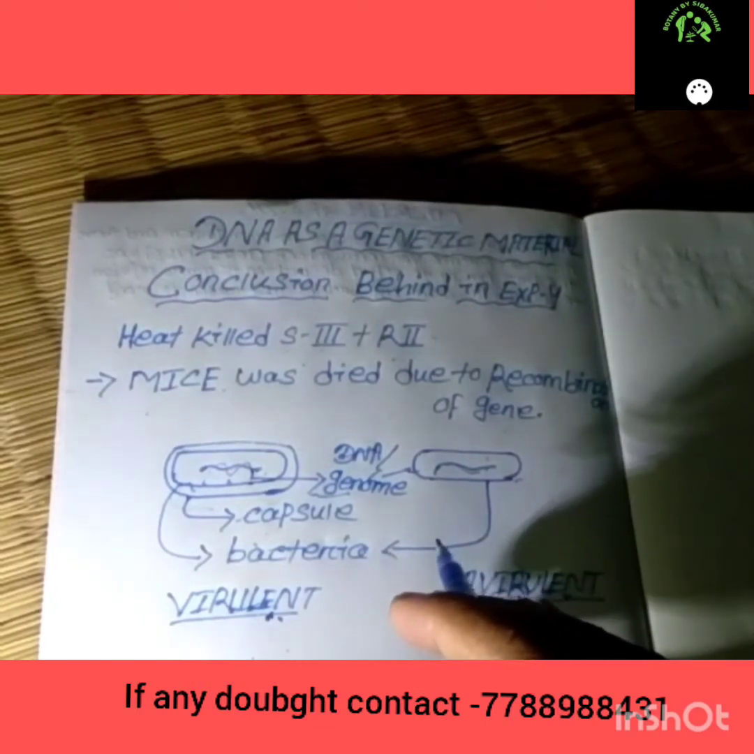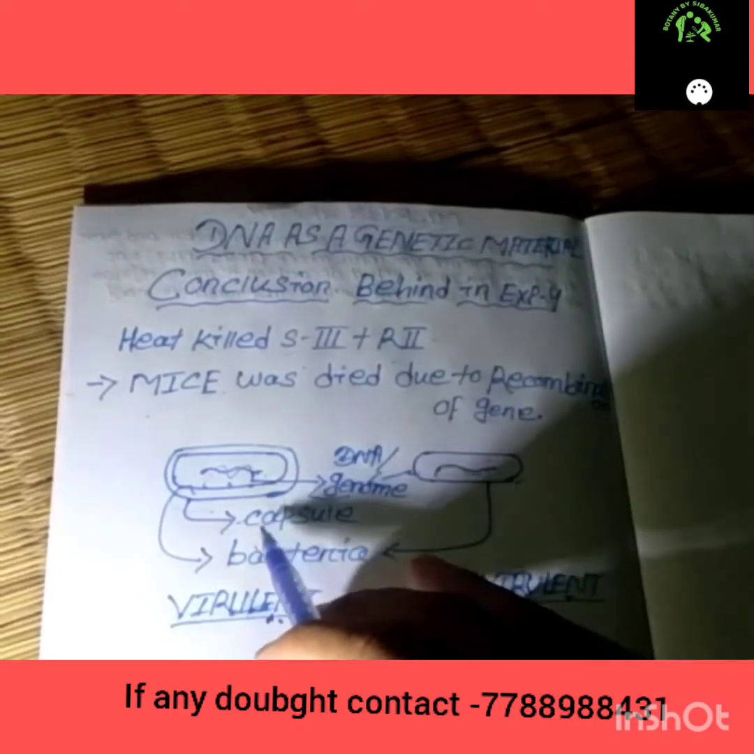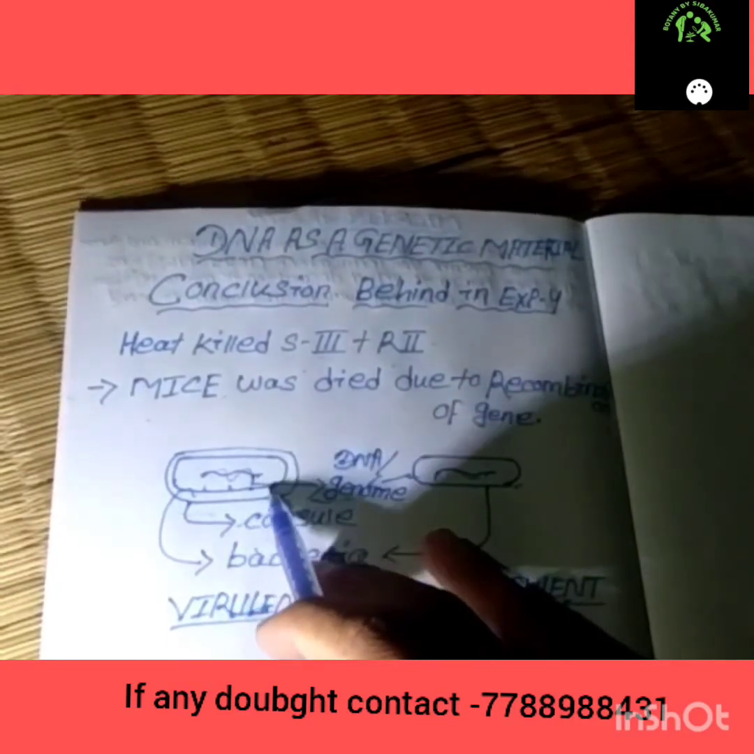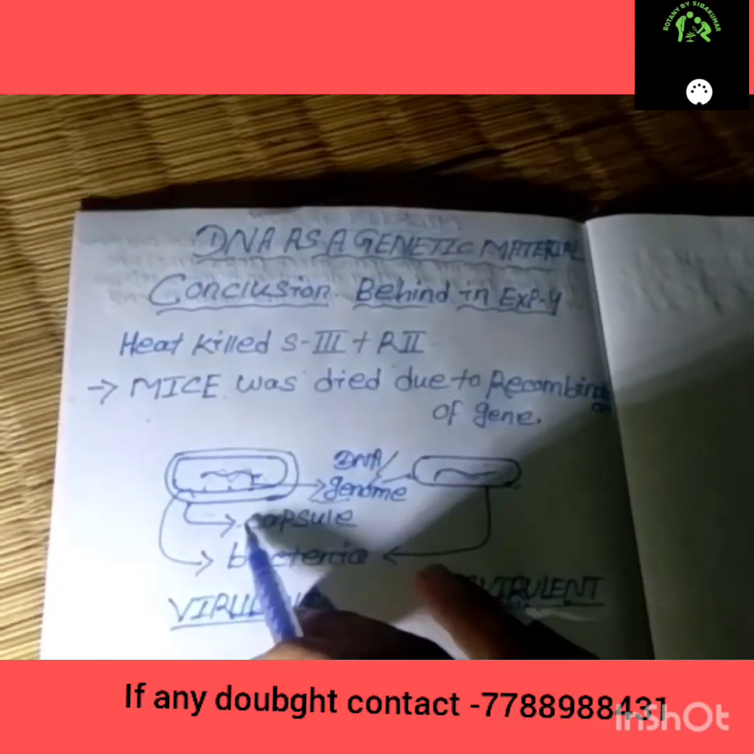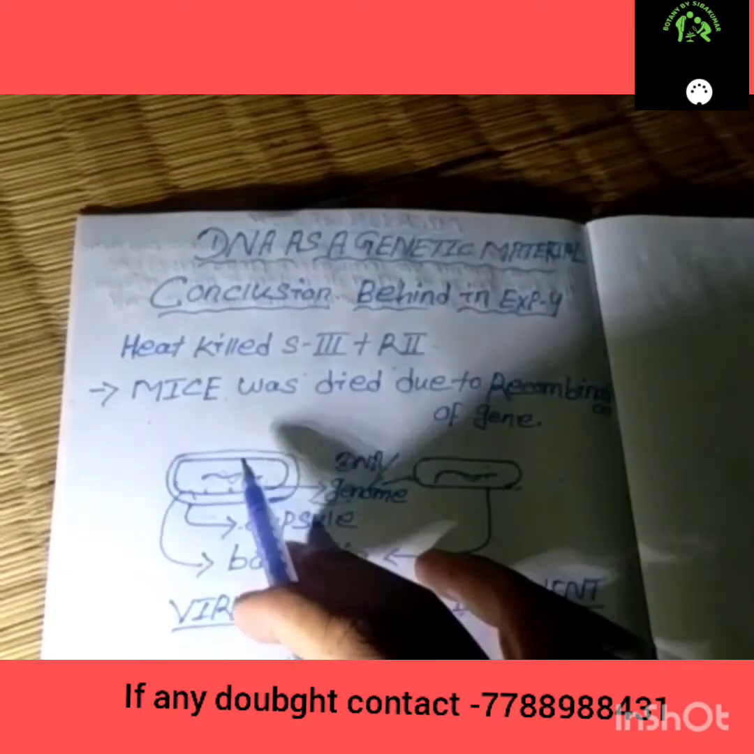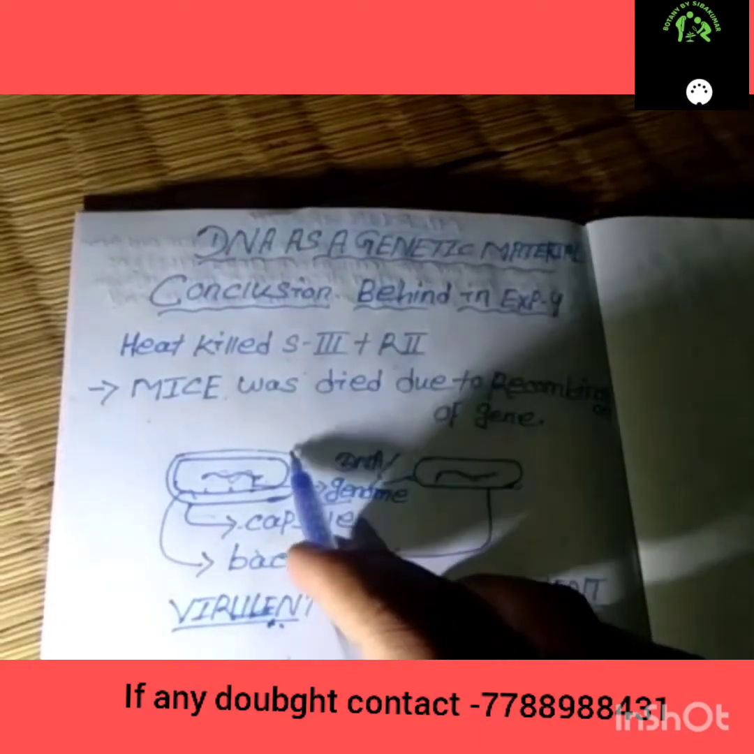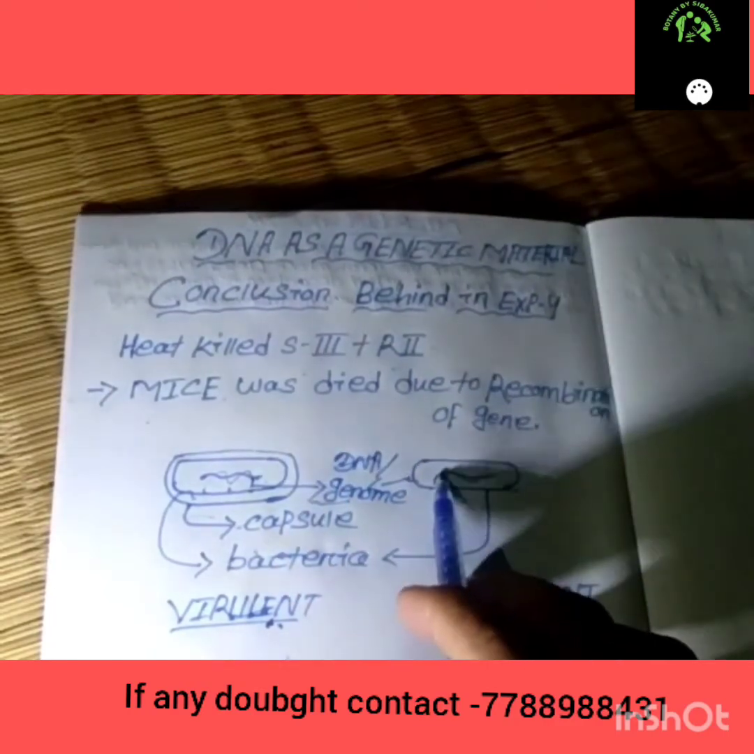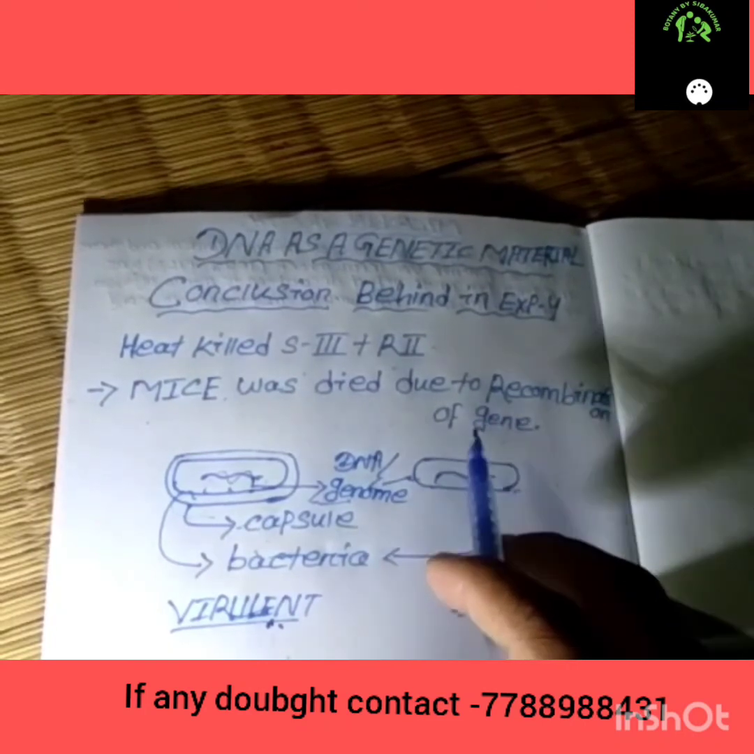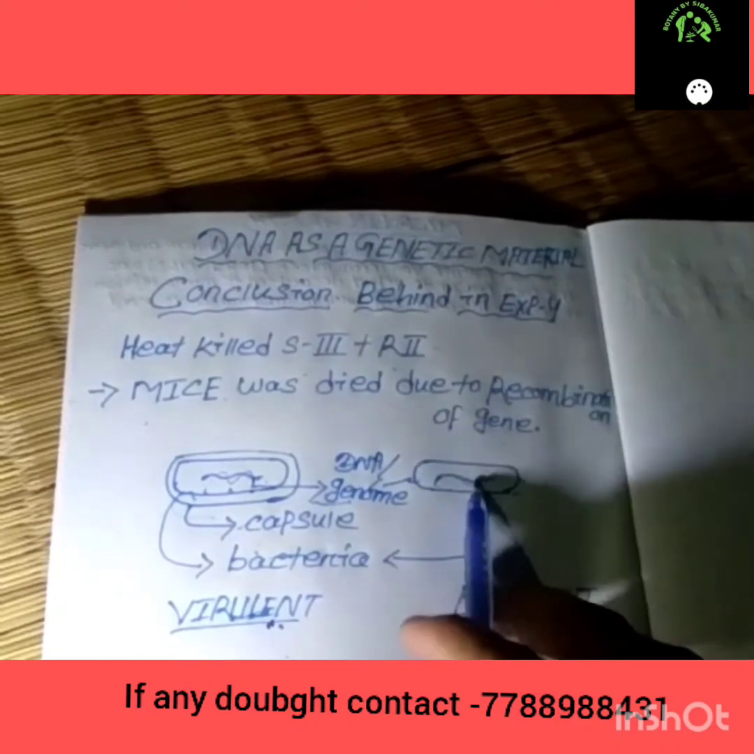Recombination of a gene means, when the scientists provide heat to this virulent type bacterium, or SIII type bacterium, the capsule layer is degenerated, but the disease-causing gene is still present inside it. This gene enters into the avirulent or R type bacterium and recombines with it, converting the avirulent to the virulent form, so the mice died. Is that clear?